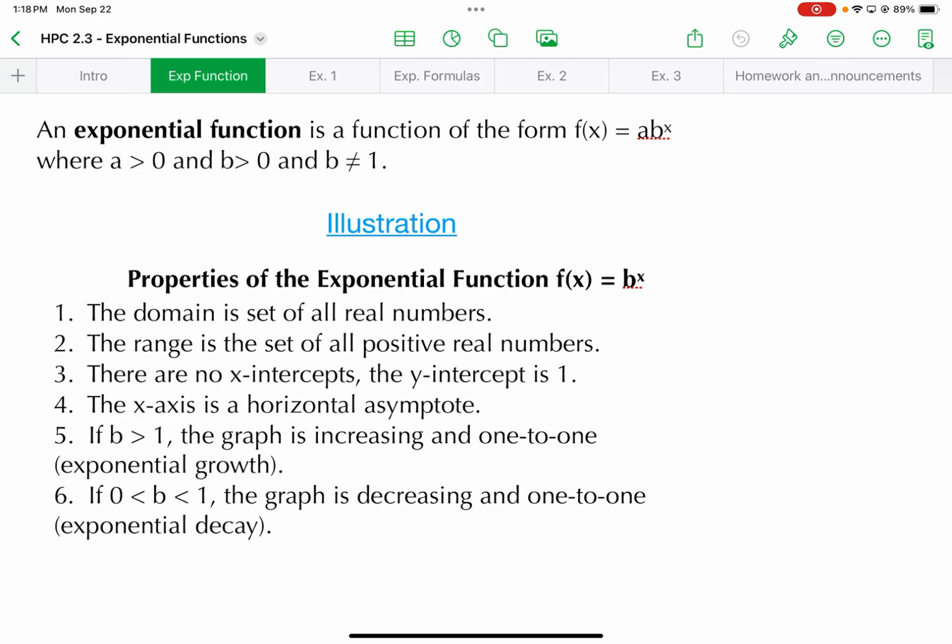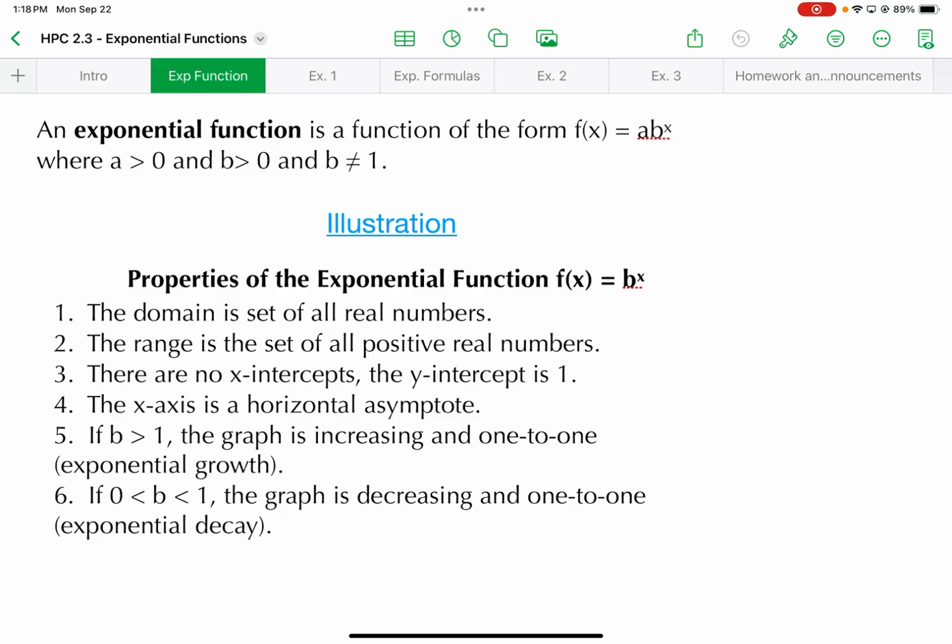So just some other properties of exponential functions. Your domain is all real numbers. So picture that graph in your head while we talk about these things. You can plug any number in for x. Your range is all of your positive real numbers. Now, of course, if I shift it or I reflect it, that changes my domain and range. But as far as my parent function goes, your range is just your positive numbers. So anything north of 0. There's no x-intercepts. That's because the x-axis is a horizontal asymptote, but your y-intercept is 1.